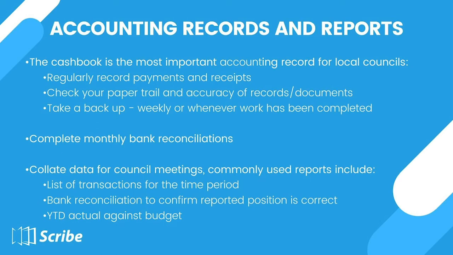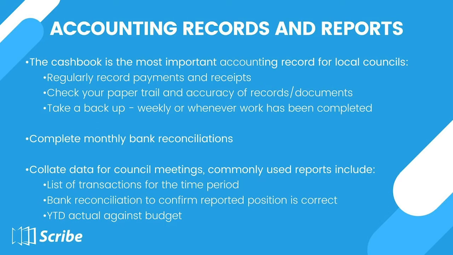It is a register of all payments made and receipts taken in, and we recommend to regularly record payments and receipts, including details such as the supplier description, and ensure that you show VAT separately if charged. Allocate the entries against your budget headings or codes to enable analysis of the expenditure and also to assist in setting future budgets. Check your paper trail and accuracy of records and documents, and use a numbering system to assist your audit trail in ensuring there are no gaps.